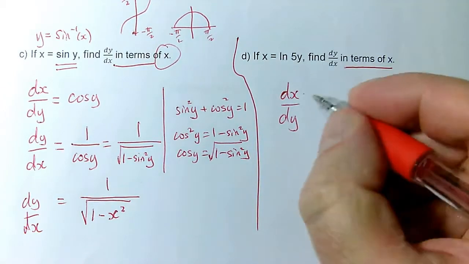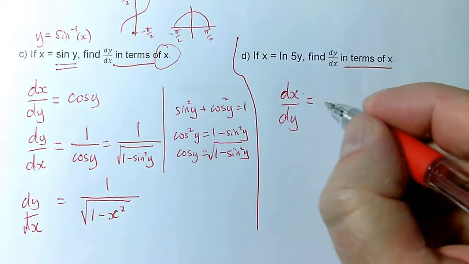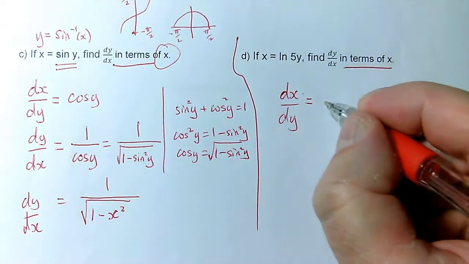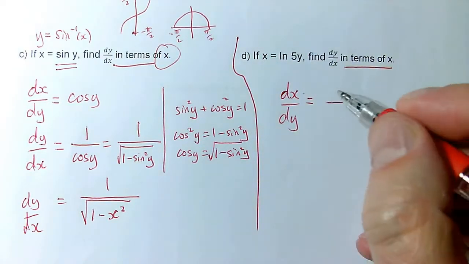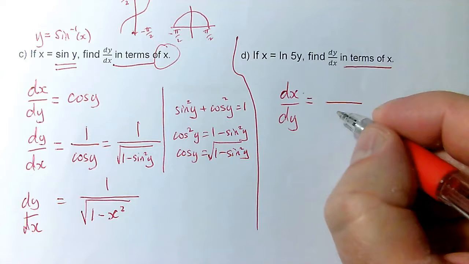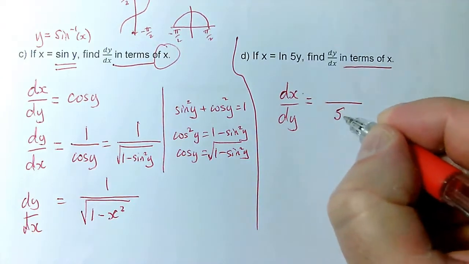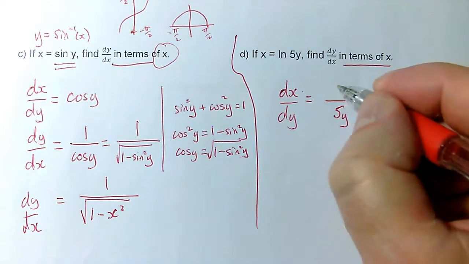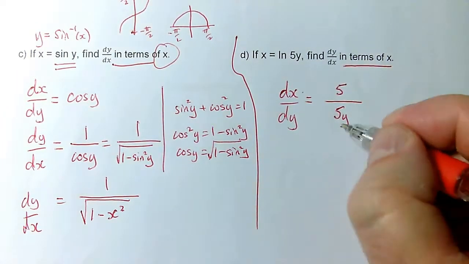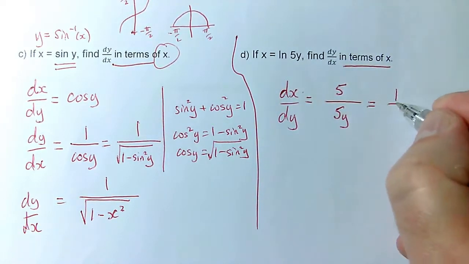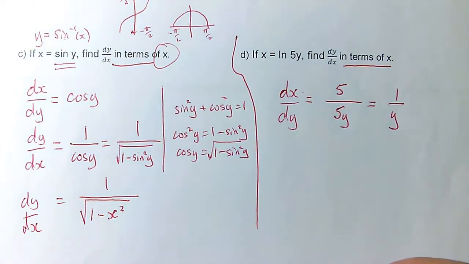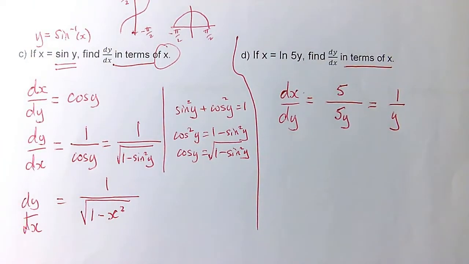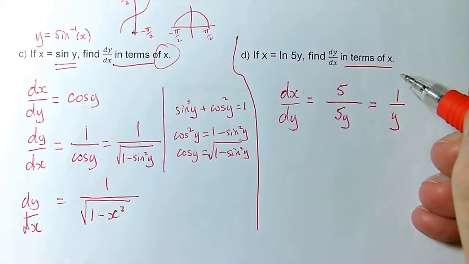So how do I differentiate log of 5y? Well, I've taught you to differentiate logs. Logs differentiate to a fraction. On the bottom of the fraction, we get the thing that was originally inside the log, which is 5y. And on the top, we get the derivative of that. Differentiate 5y, we get 5. And 5 over 5y cancels down to 1 over y. Lovely.